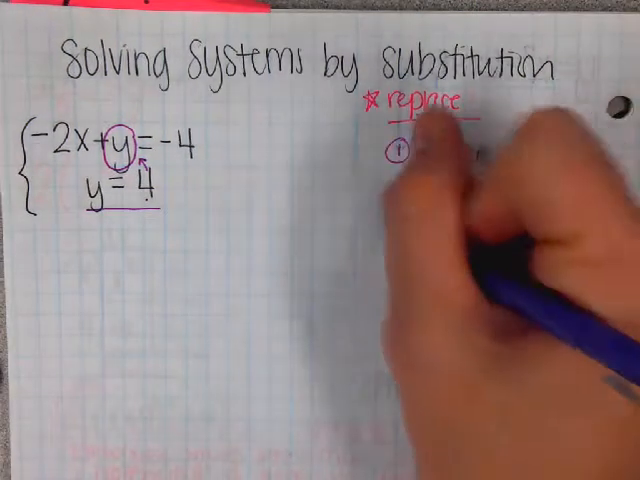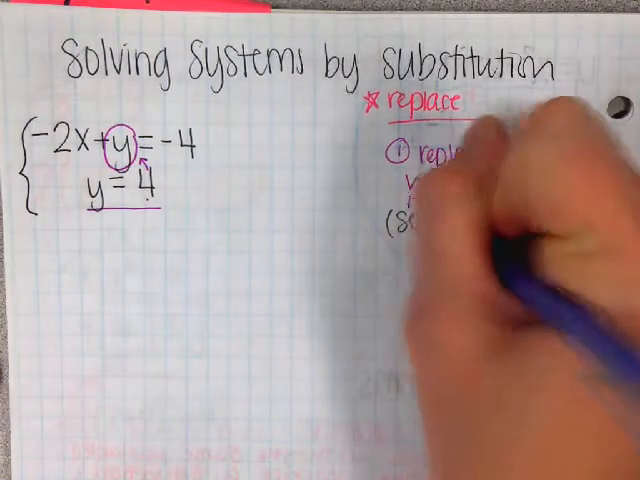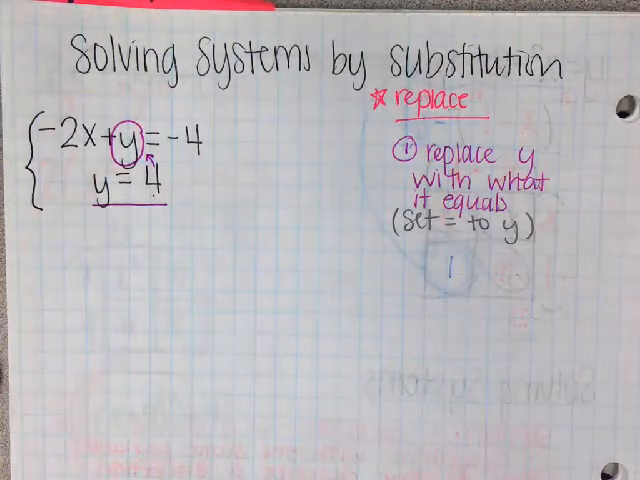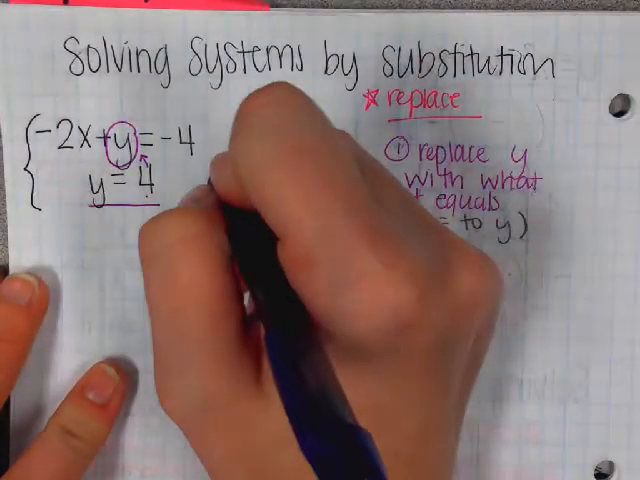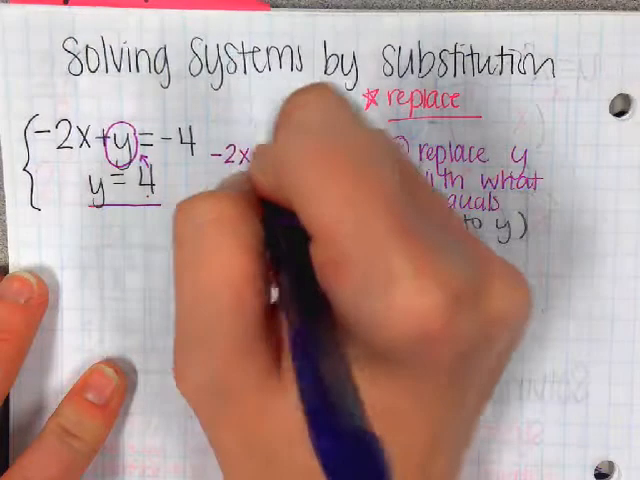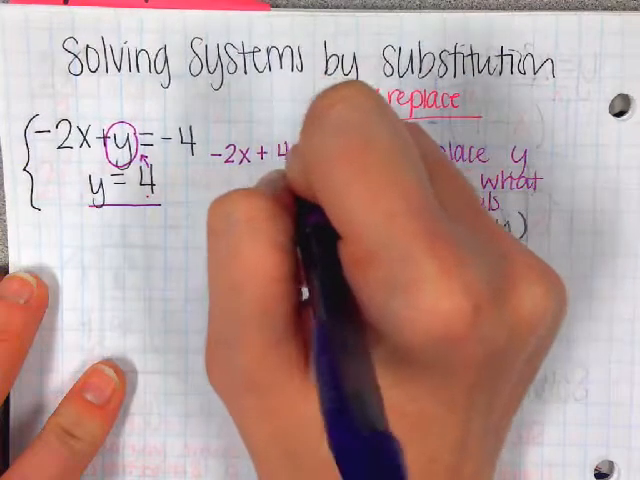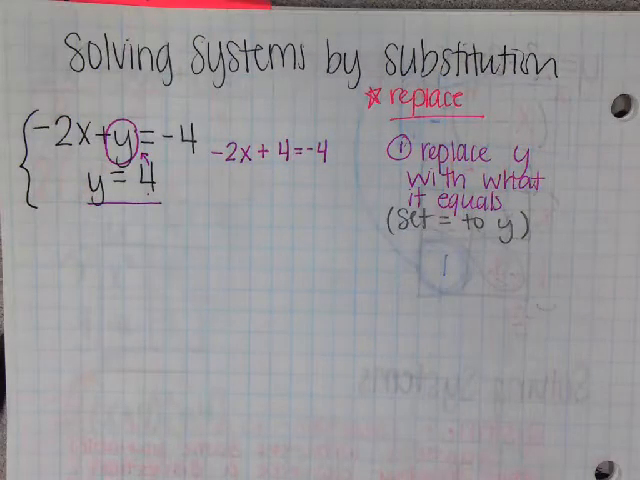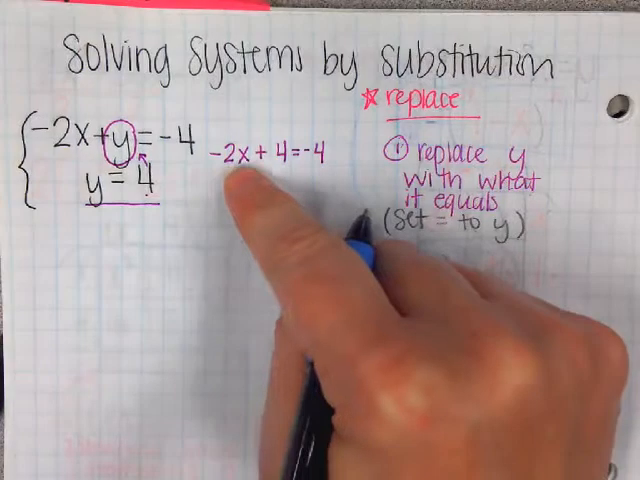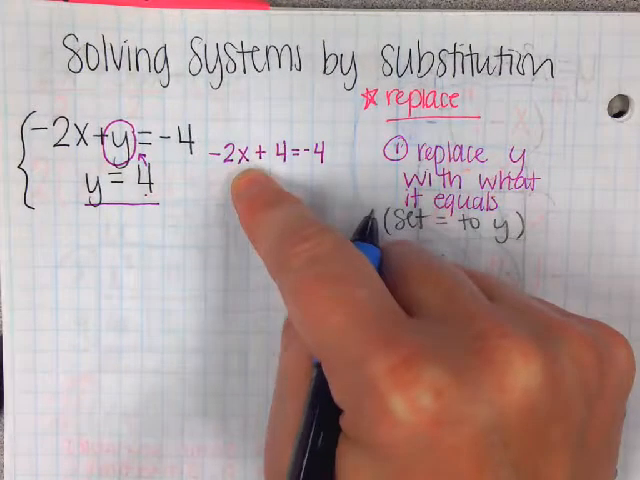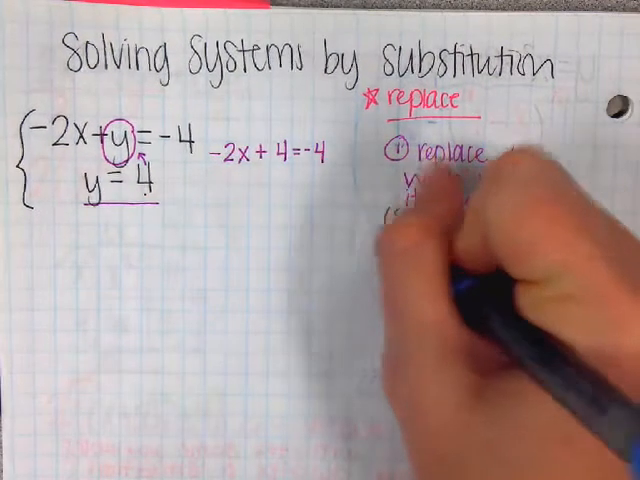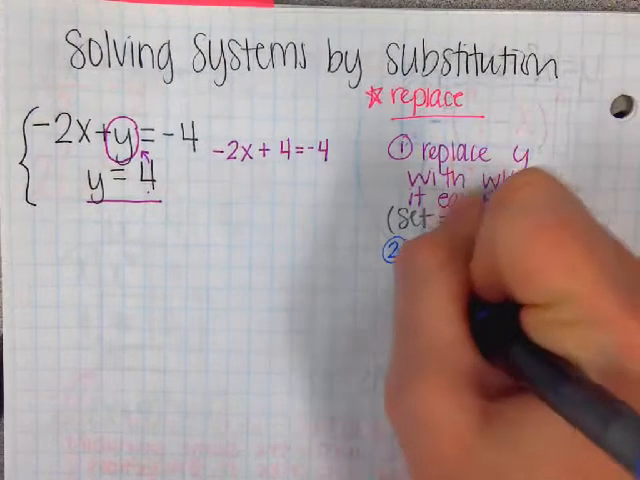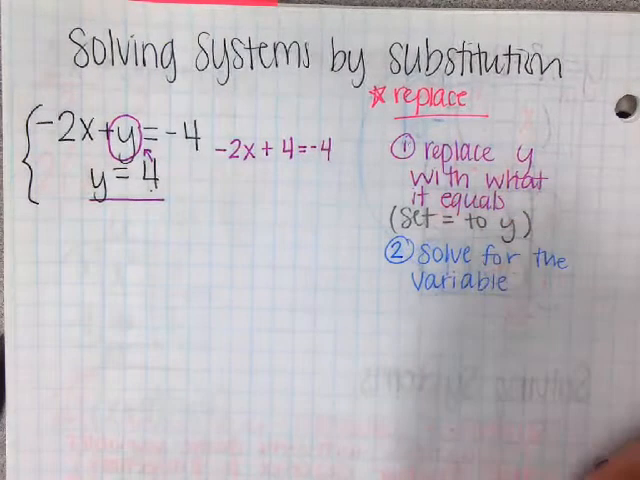And I'm going to put a little note here. If it is not set equal to y, make sure you set it equal to y, or whichever variable is there. So then we're going to rewrite this equation as negative 2x plus 4 equals negative 4. Okay, the next thing. Now, if you notice, we only have one variable, and we know how to solve when we just have one variable. So you're going to solve for the variable.